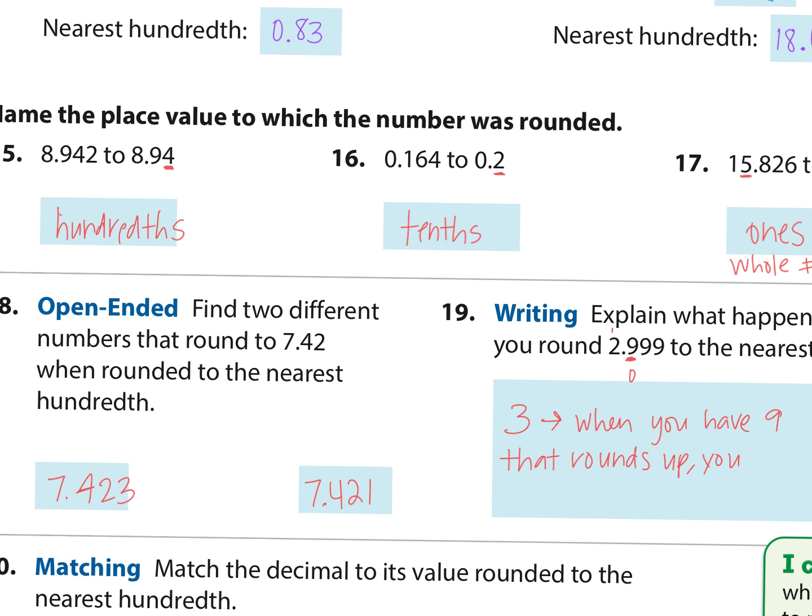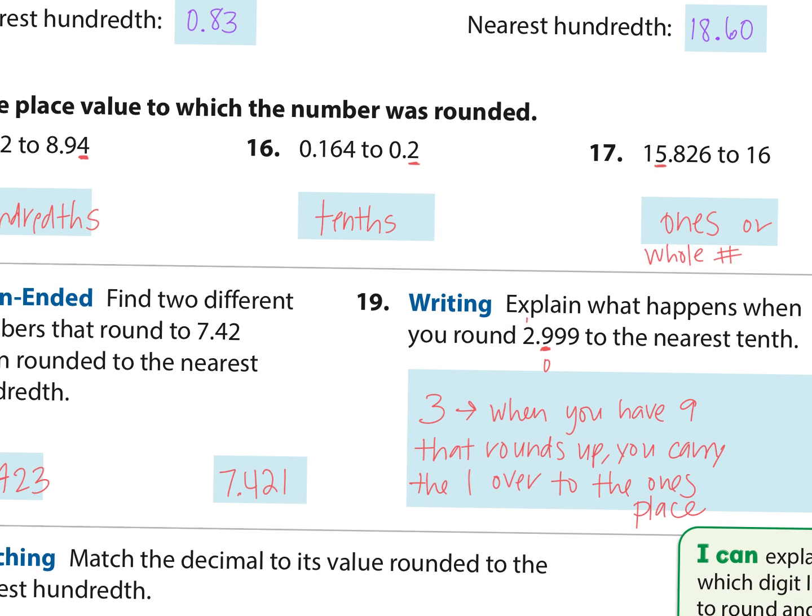So it'll be 3, because when you have 9 that rounds up, you carry the 1 over to the ones place. When you have 9 that rounds up, you carry the 1 over to the ones place. I feel like I'm missing something. Carry the 1 over to the ones place, and the tenths is 0.